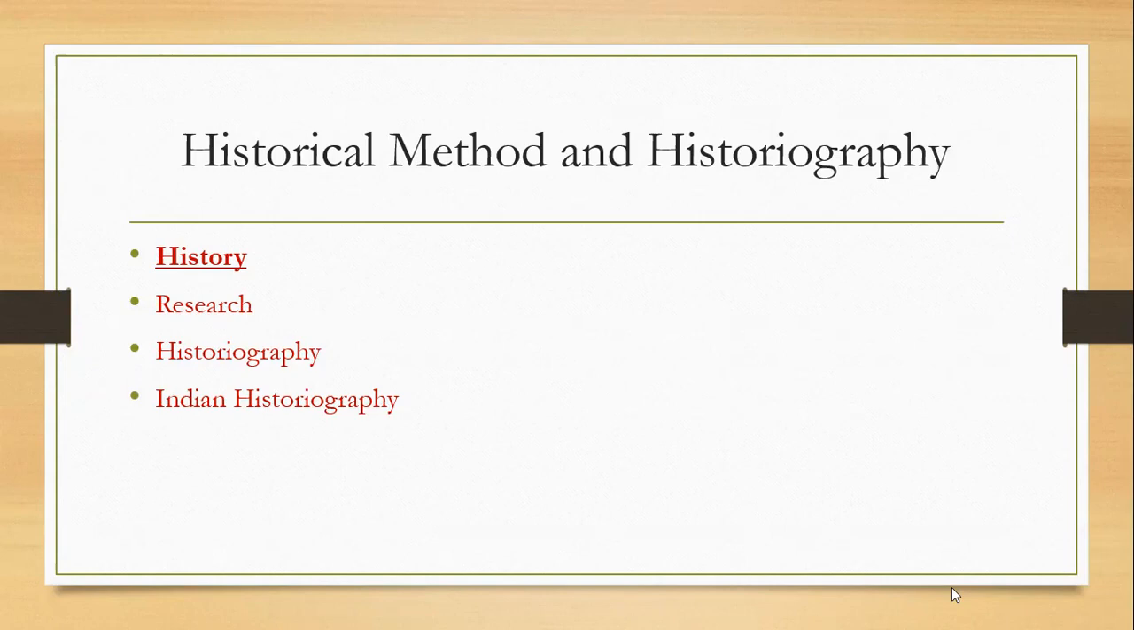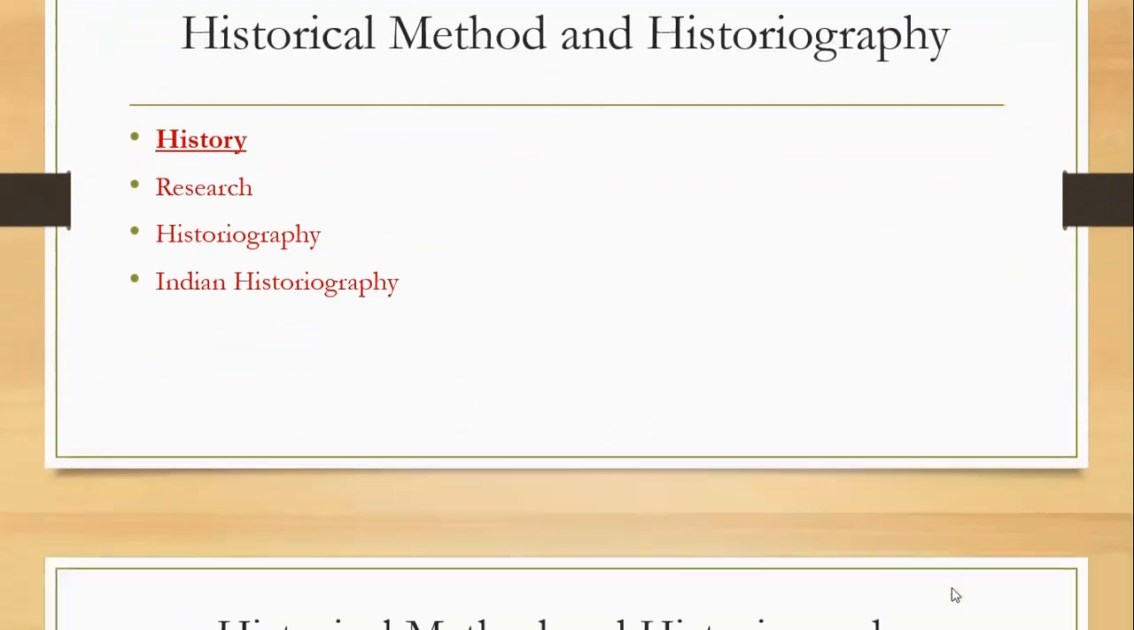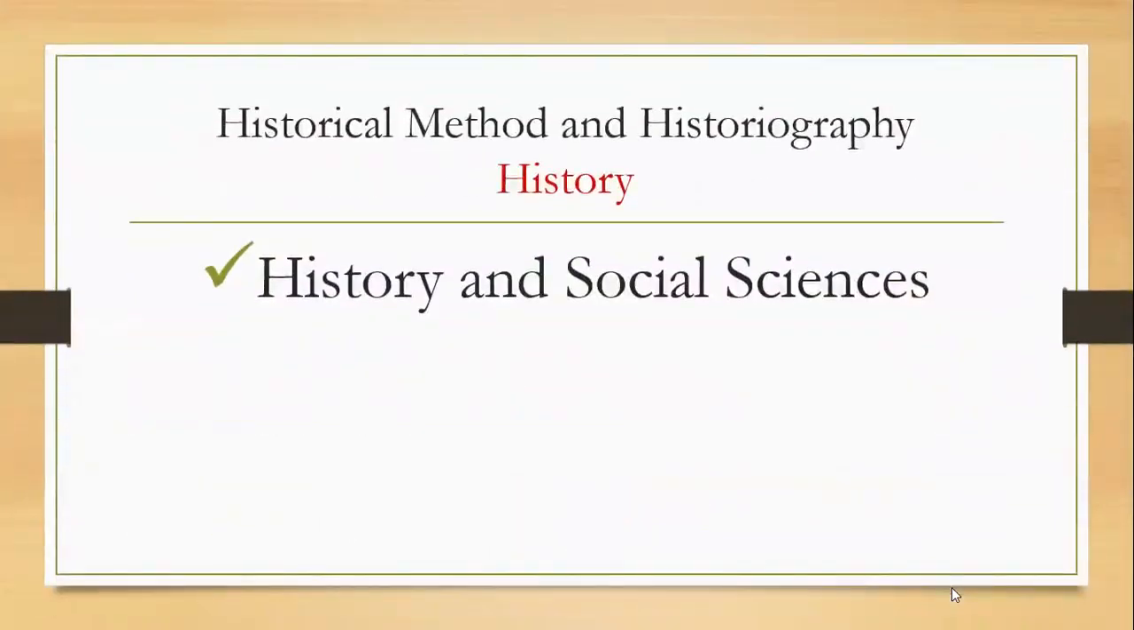Historical method and historiography. We are covering historical method and historiography in four sections: history, research, historiography, and Indian historiography. Today, we'll only be dealing with the history section and looking into the relationship of history with different social sciences. Both history and social sciences look into mankind and life, but the approaches of history and social sciences are different.